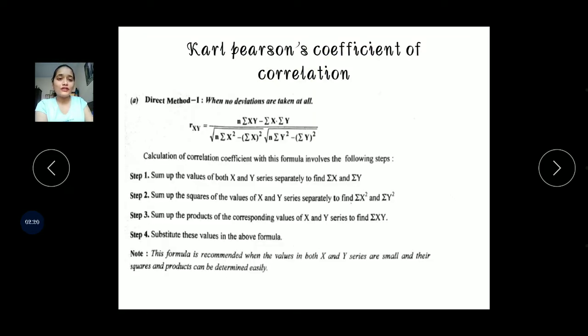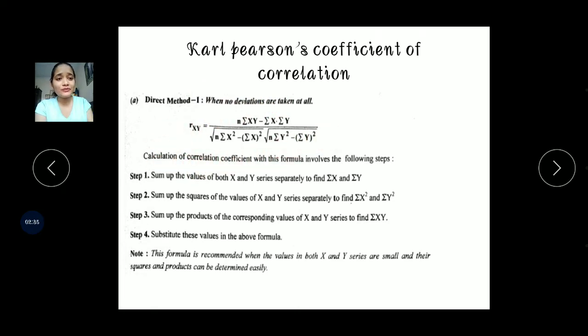So now we'll see how we can find out the Karl Pearson coefficient of correlation. There are four methods which we'll discuss in this video. The first method is direct method 1. This is the formula to find out the Karl Pearson coefficient of correlation.